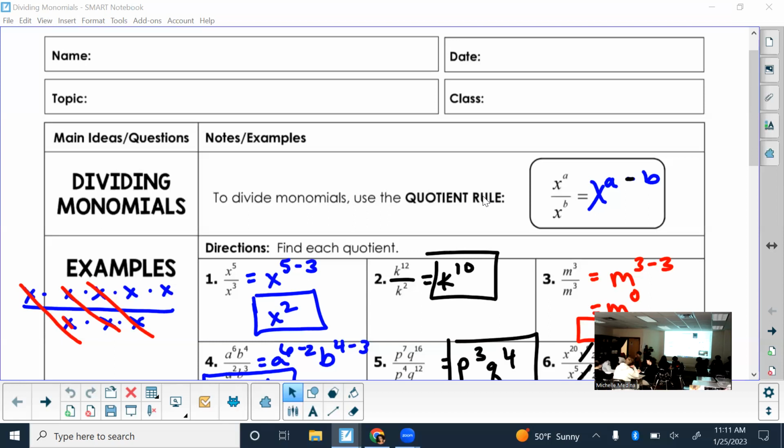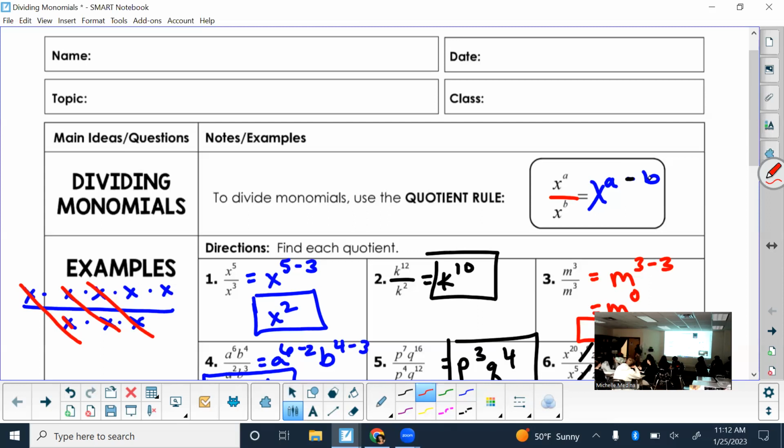So the product rule is multiplying. The product rule says that when we multiply bases, we add the exponents. Well, the quotient rule says that if we divide bases, we subtract the exponents. So what you do with the exponents on the variables is always opposite of what's being done to the bases. The bases are being divided, but how you do that is by subtracting the exponents. So keep that in mind.